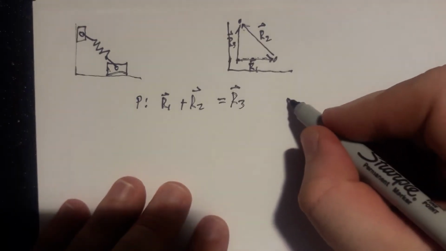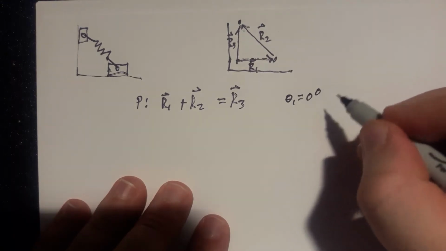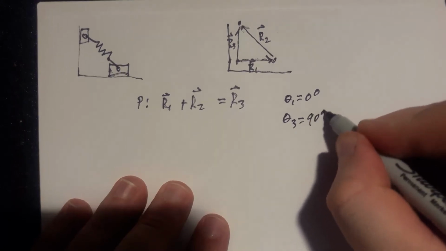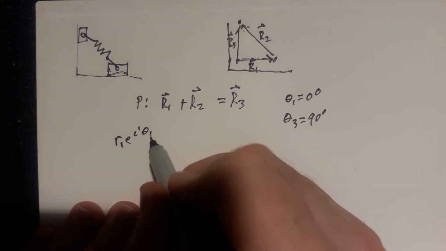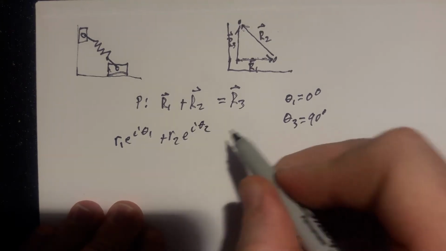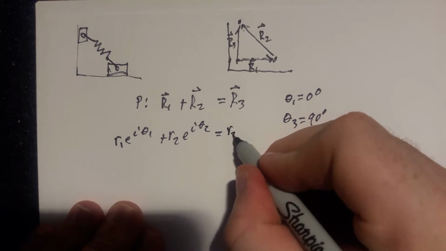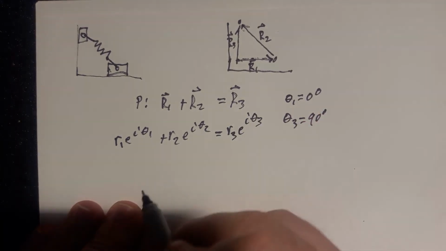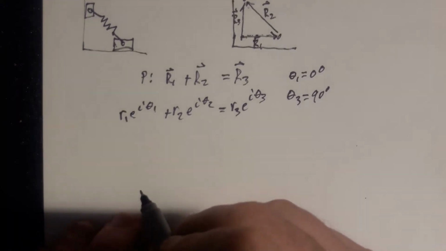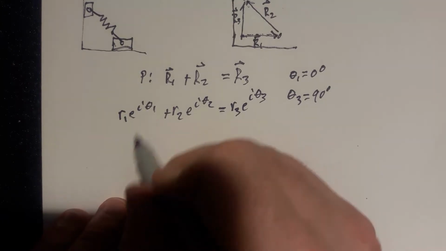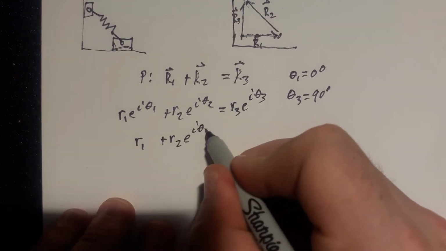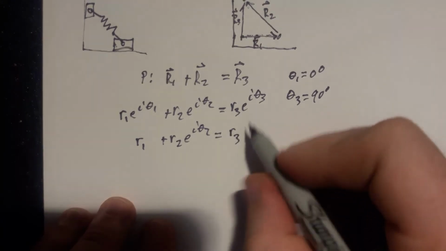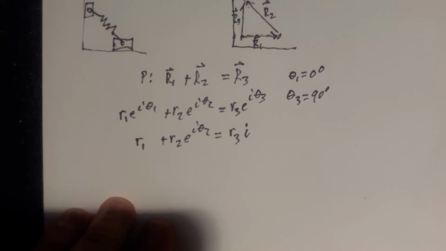And we can observe that theta 1 equals 0 degrees and theta 3 equals 90 degrees. And so when we do the next part, we can write R1 e to the i theta 1 plus R2 e to the i theta 2 equals R3 e to the i theta 3. And we can substitute in for theta 1 and theta 3, and that will give us e to the i 0 is just 1, and so we'll have R1 plus R2 e to the i theta 2 equals R3, and e to the i 90 is just equal to i, so that will be our complex number equation for that vector loop.